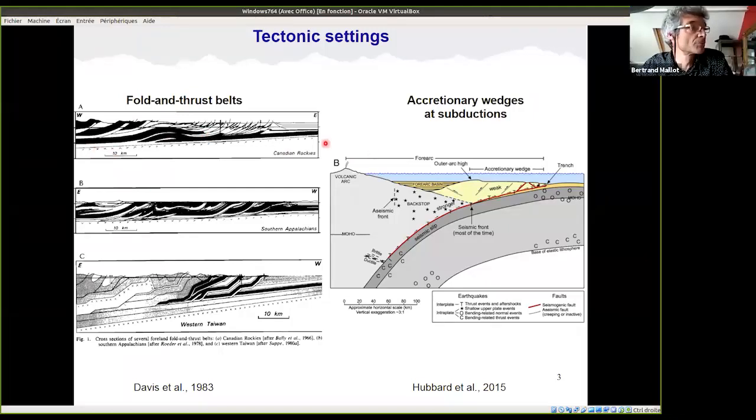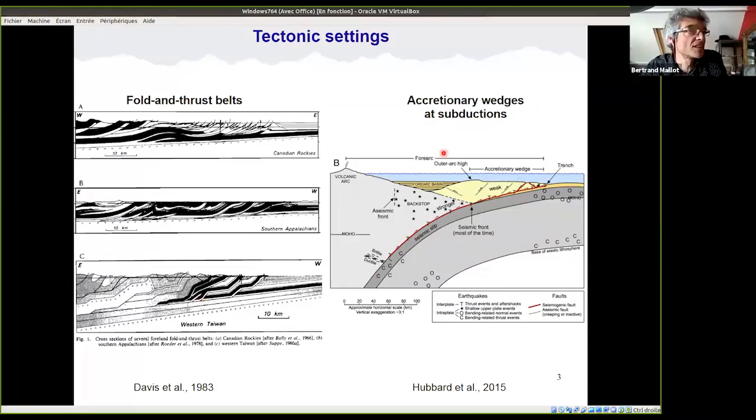This is an example from the Canadian Rockies, another one from the Southern Appalachians, another one from Western Taiwan. You see the scale, 10 kilometers. This is a bit more angular looking cross section. These are drawings by geologists, of course, but they are constrained by surface data and by wells if present and by seismic data.